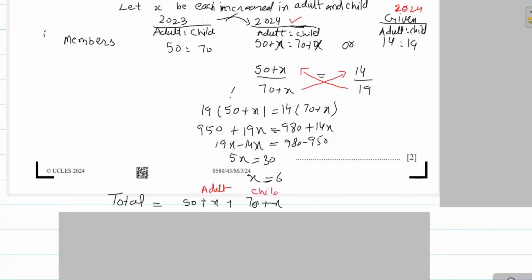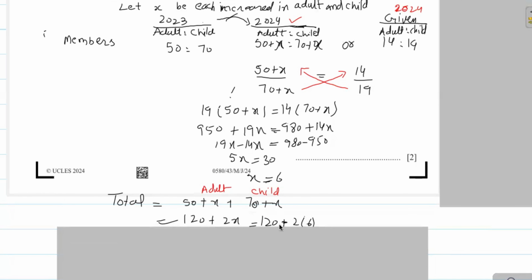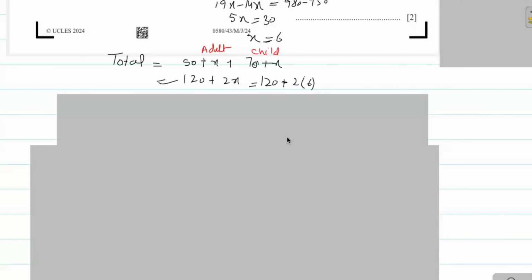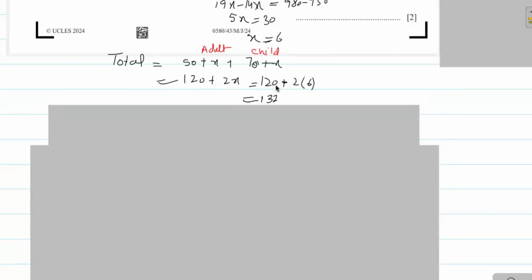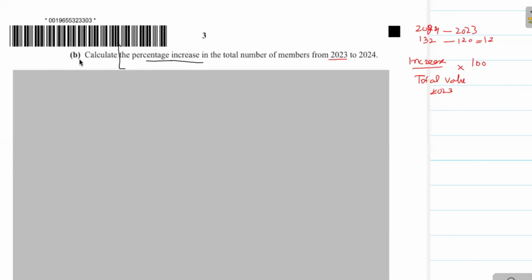And this value becomes 120 plus 2x, and 120 plus 2 into x, where the x value is 6. Therefore, we can write 120 plus 12 equal to 132. This is the answer.